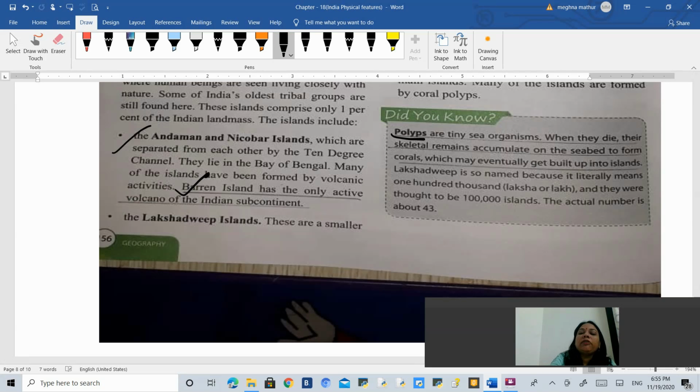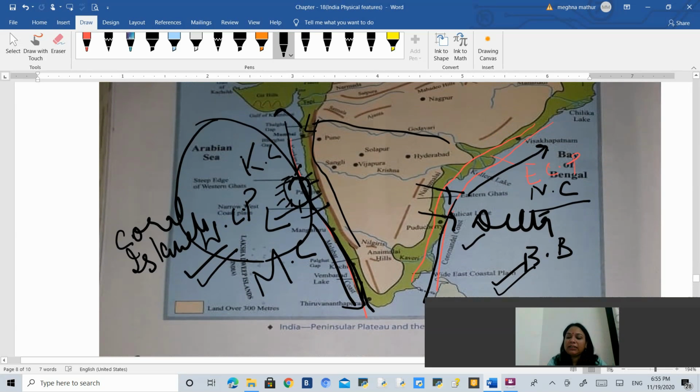So we have completed this chapter and we have covered all the six physical features.